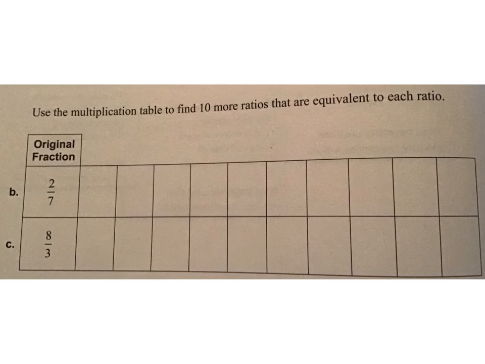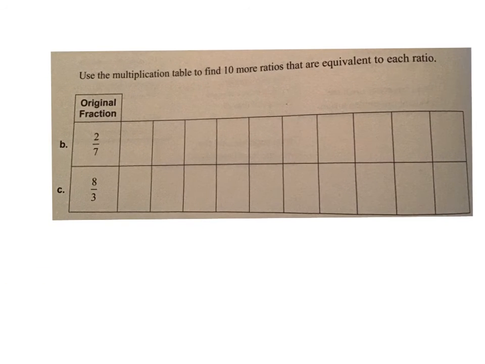All right, so I'm not going to have my multiplication chart on the screen, but you can look at it in your book. And if you haven't answered A, pause me and go write a little sentence for me under that multiplication table about how you can compare those. All right, for B, we have a fraction 2/7, and they want you to give me how to find 10 more ratios. Most of you can do this without using a multiplication chart because you can do the multiplying in your head, but the chart will help you if you need it.